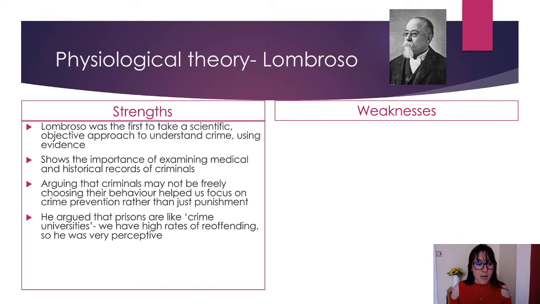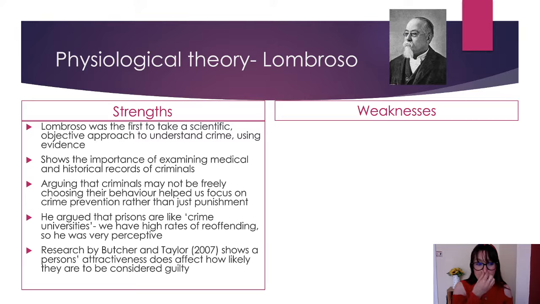The strengths are these, or some of the strengths are these. Lombroso was the first to take a scientific, objective approach to understanding crime using evidence. It shows the importance of examining medical and historical records of criminals. Arguing that criminals may not be freely choosing their behaviour helped us focus on crime prevention rather than punishment, so helping these people rather than just punishing them. He argued that prisons are like crime universities, often having high rates of reoffending, so he was very perceptive, and there is some truth to that.